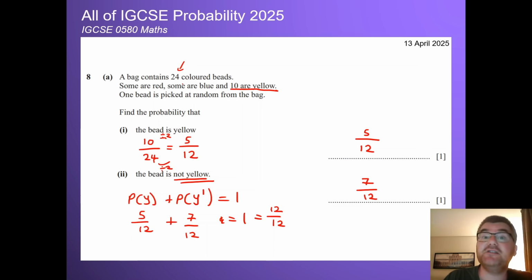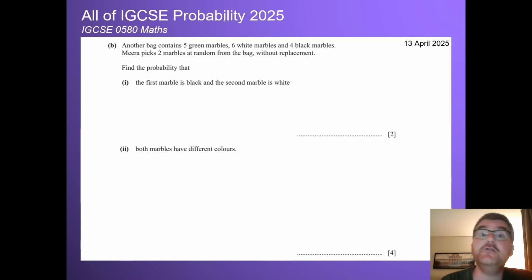Even though of those 7 over 12, or 14 out of 24, some will be red, some will be blue, that doesn't matter. All we care about here is it's not yellow. And on to the next part of the question.